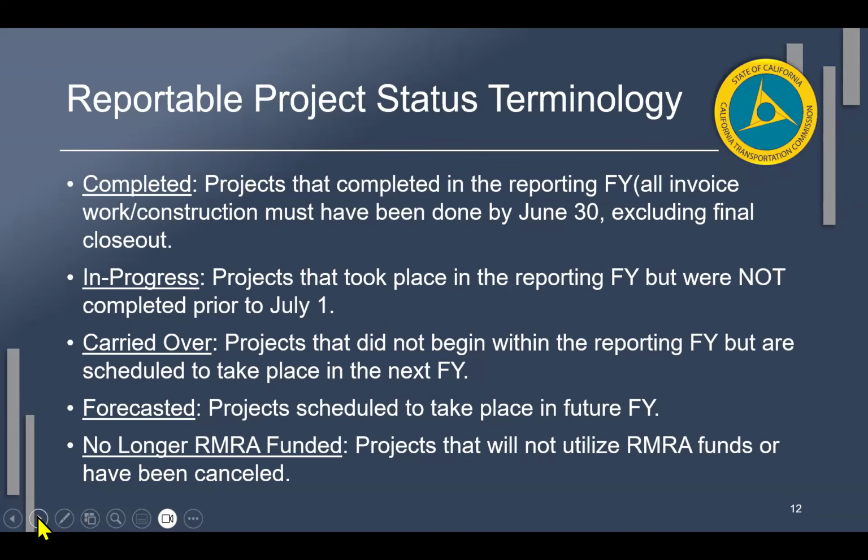Now, no longer RMRA funded. These are projects that may have been proposed with the intention of using RMRA funds, but then weren't going to be delivered using the RMRA funds. Something changed, your funding priorities went elsewhere, and so now this is no longer on your list to use RMRA funds for. Now, if you used RMRA funds for this project at some point, but now are no longer using RMRA funds for the project, it is still considered a RMRA funded project. And it should be reported on until the project is completed, right?